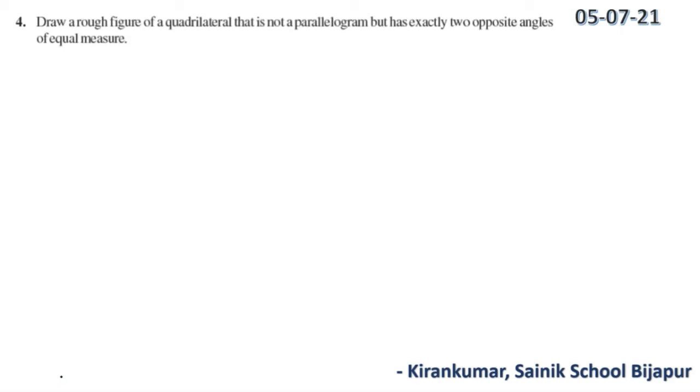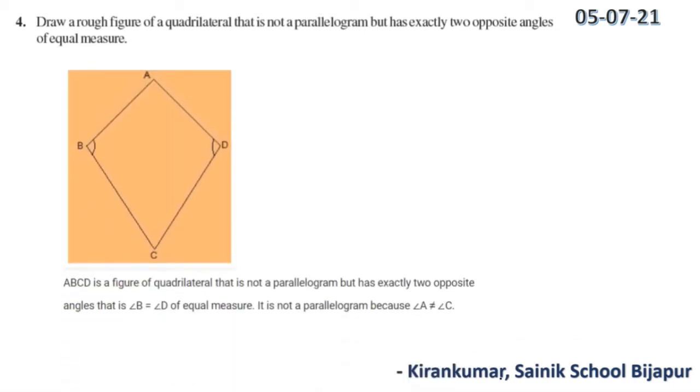Question number 4. Draw a rough figure of a quadrilateral that is not a parallelogram but has exactly two opposite angles of equal measure. I can consider a kite. A kite is not a parallelogram because the opposite sides are not equal in this, but only the adjacent sides are equal. Here, angle B and angle D are of equal measure, but angle A and angle C are not of equal measure.